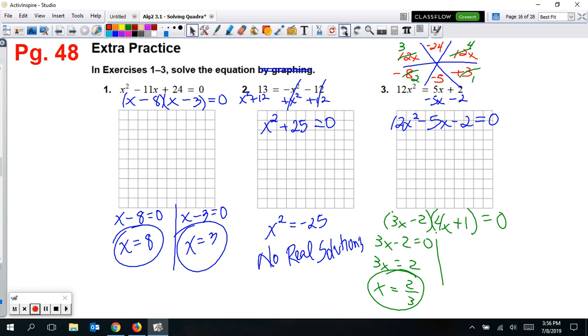The other one is going to be 4x plus 1 equals 0. Subtract 1, so that's 4x equals negative 1. And then divide by 4. So x equals negative 1/4.